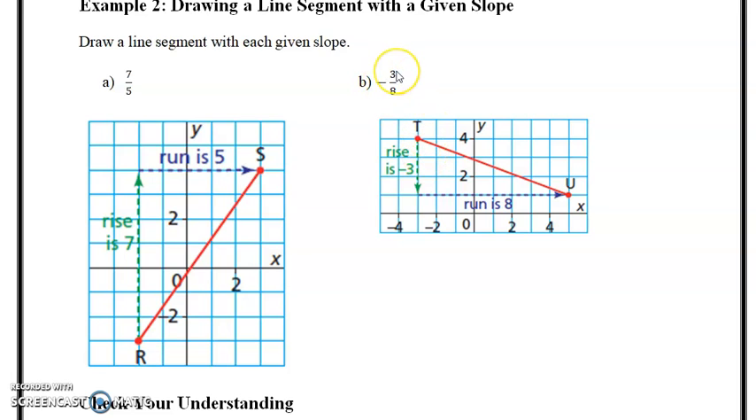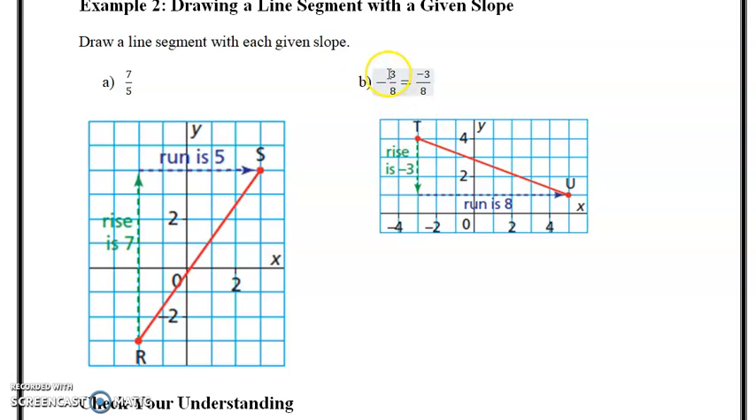So the negative is with the 3, right? Because this is the same as saying it's equal to -3 divided by 8. Now, the computer likes to put the negative right in there, but they're equivalent, right? So we'll pick a point T.